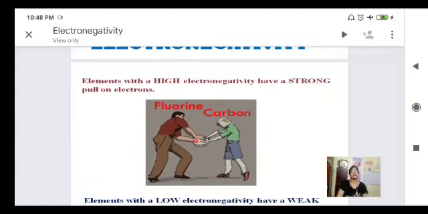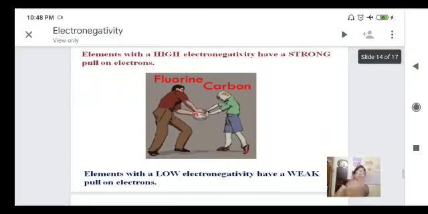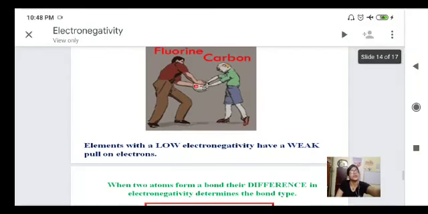I already said that elements with high electronegativity have a strong pull towards electrons, and that is what is depicted by this picture. You can see the obese person represents fluorine, which has higher electronegativity, and the thinner one represents carbon, which has lower electronegativity. So, obviously the ball, that is the electron pair, will be shifted or dragged more towards fluorine, since it has higher electronegativity. Elements with low electronegativity have a weak pull on electrons.